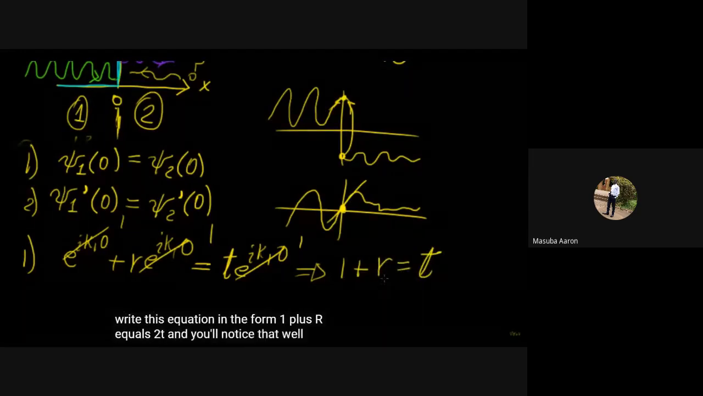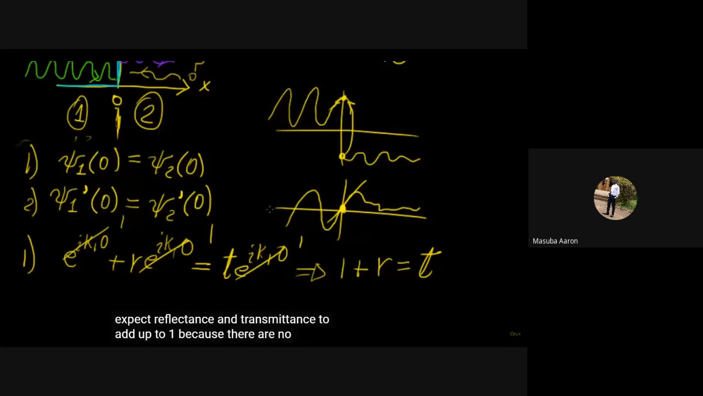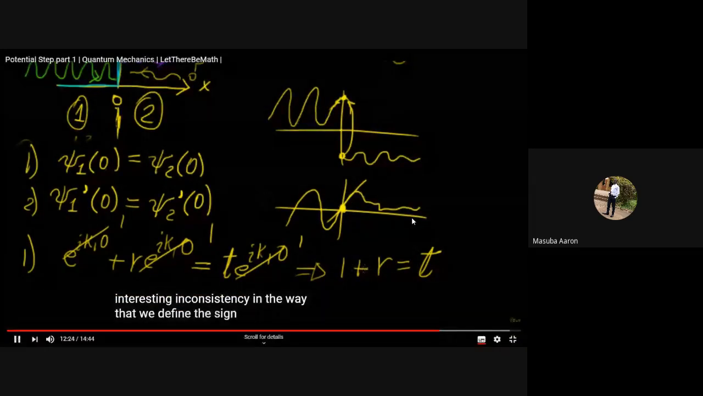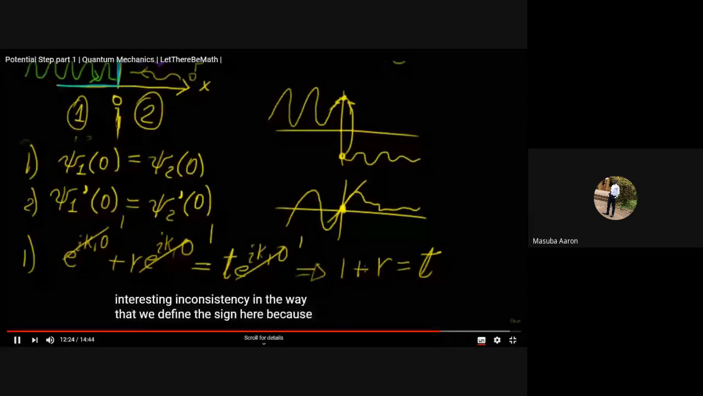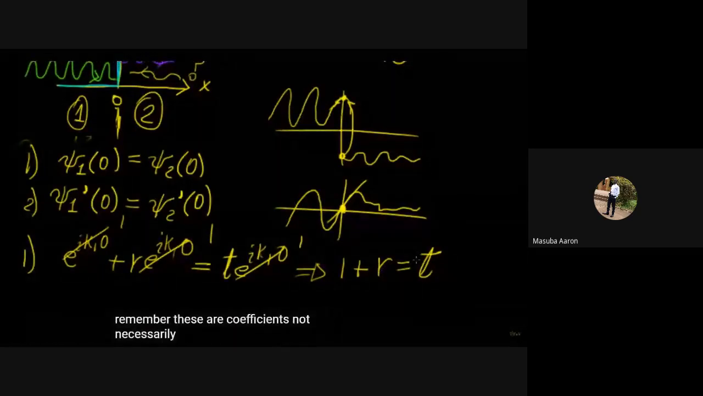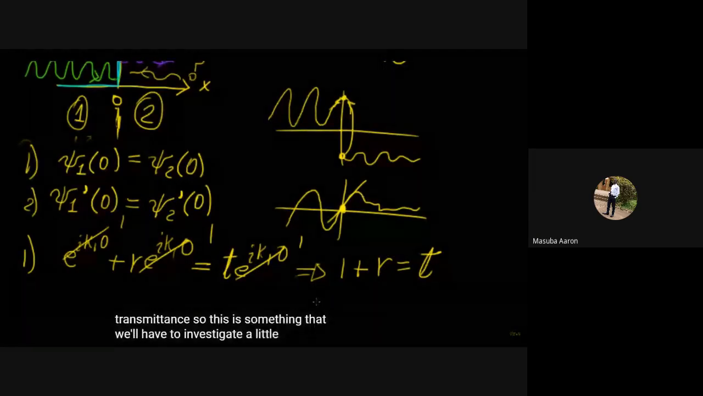And you'll note that, well, that sort of makes sense because we expect reflectance and transmittance to add up to 1 because there are no losses in the system. So conservation of energy tells you that they should be the same. Now, see, there might be an inconsistency in the way that we define the sign here, because obviously when we add up transmittance and reflectance, we should get 1. But remember, these are coefficients, not necessarily the total reflectance and transmittance. So this is something that we investigate a little bit later on. That's what the first equation gives us.